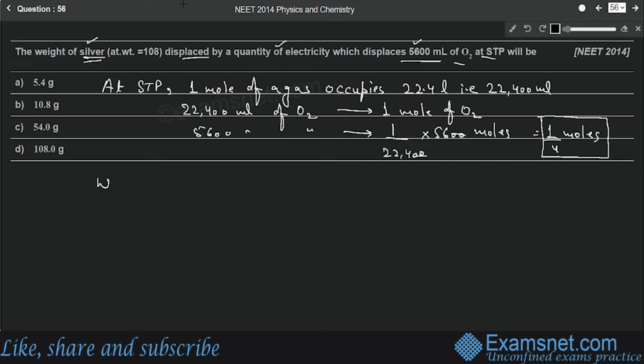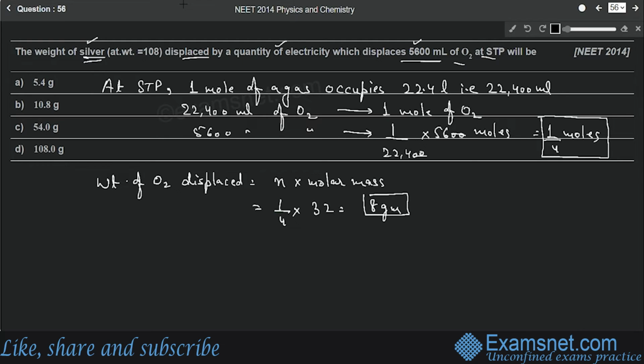So what is the weight of oxygen displaced? Weight is equal to number of moles into the molar mass. So number of moles displaced is 1 by 4 and molar mass of oxygen is 32. So it is 8. That means 8 grams of oxygen is displaced. Okay, so we have to find the weight of silver that will be displaced. So for that we'll use Faraday's second law of electrolysis.